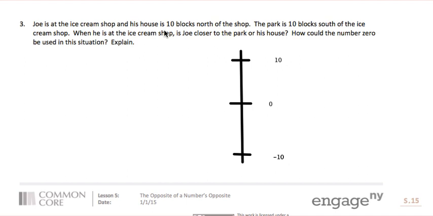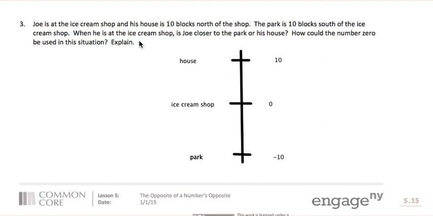Joe is at the ice cream shop and his house is 10 blocks north of the shop. So we must assume then that this is his house, and we'll label that in, but it also means that this would have to be the ice cream shop if his house is 10 blocks north of the shop. So we'll label that as well. And once we've labeled those two, and we continue, the park is 10 blocks south of the ice cream shop. That would put the park right here. Let's go ahead and label that and then answer the questions.